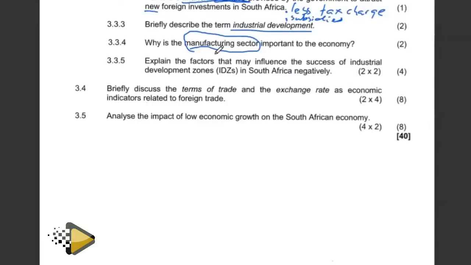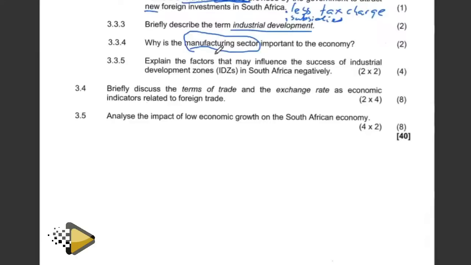Remember, grade 12, I did say earlier that whenever we talk of an economy and economics, we refer to the household, we refer to firms, we refer to government as well as the foreign sector. So the moment the manufacturing sector is powerful in that particular economy, there is going to be the creation of job opportunities for households.